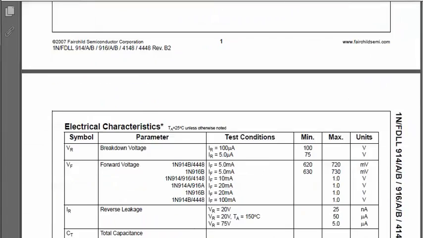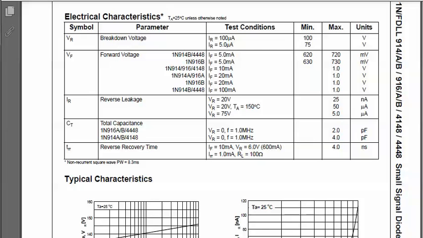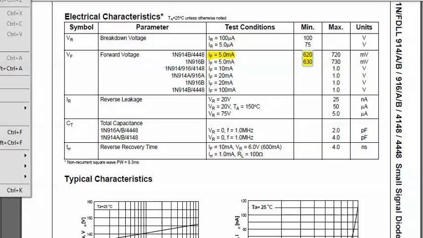If we move on to the second page, there's a table of electrical characteristics, which are usually more accurate data points than you might see later in one of the figures. Here they actually give you numbers, and a lot of times they'll give you limits. So for instance, if you had 5 milliamps flowing through your diode, you can know that the voltage across your diode is going to be no more than 720 and no less than 620.